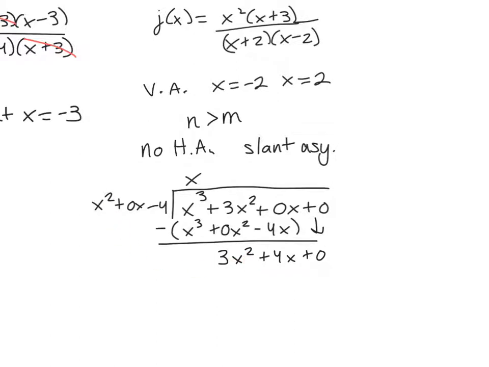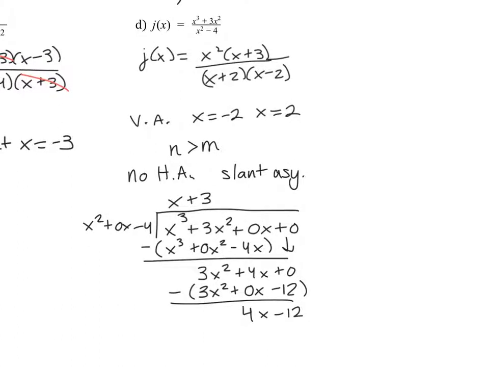I do 3x squared divided by x squared, which is 3. And then I'm going to multiply, 3x squared plus 0x minus 12. And then I'm going to subtract. So I have 4x minus 12. So here I see that I'm done dividing because my degree here is smaller than my degree here.